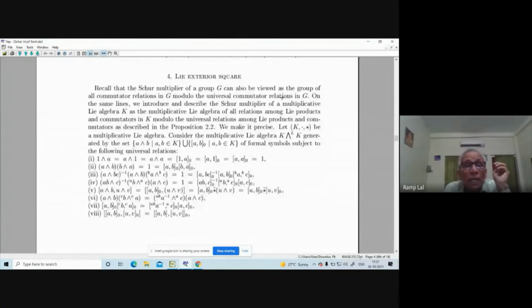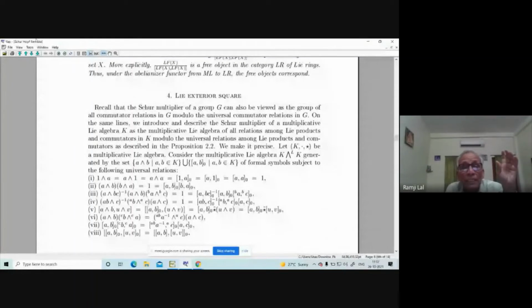So on the same lines, we introduce and describe the Schur multiplier, the analog of that, which we may call H cap or ML of G, of a multiplicative Lie algebra K, for relations among the commutators, Lie products and commutators in K, modulo the universal relations among the Lie products and commutators as described in proposition 2.2. There were certain commutator identities which I am looking at.